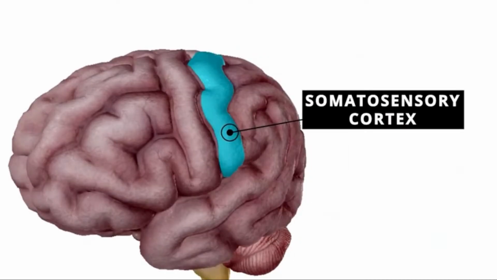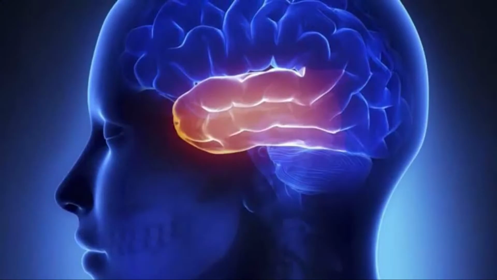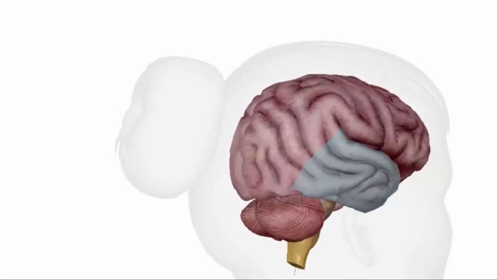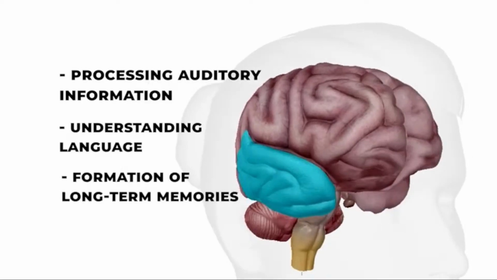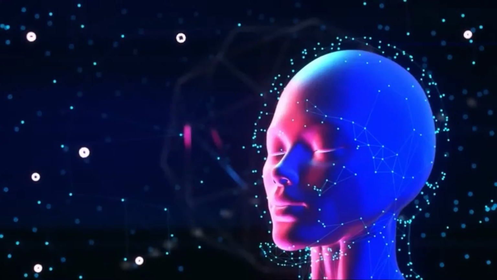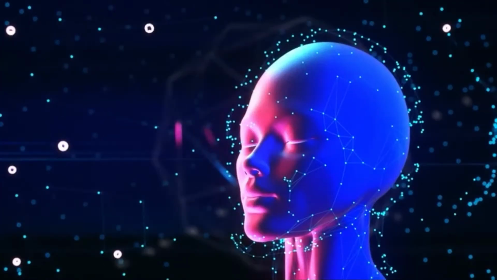Temporal lobe. Found on the sides of the brain, near the ears, it's associated with processing auditory information, understanding language, and the formation of long-term memories. It also has roles in recognizing faces and processing emotional responses.